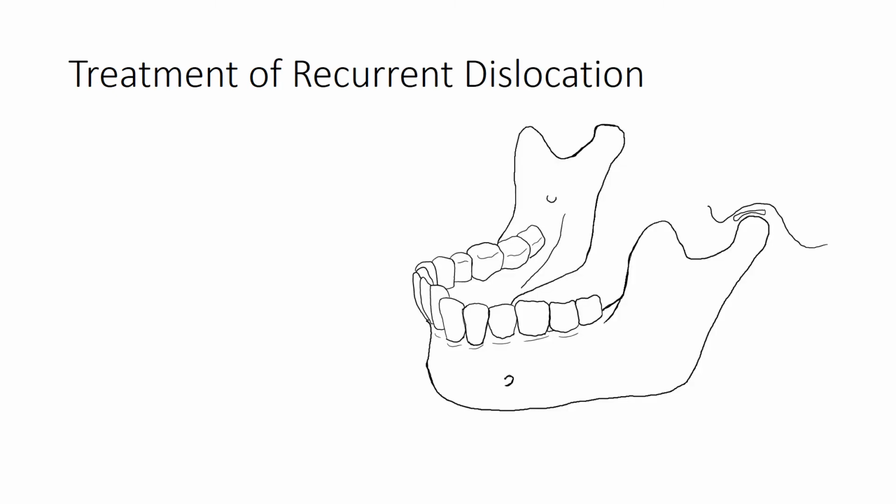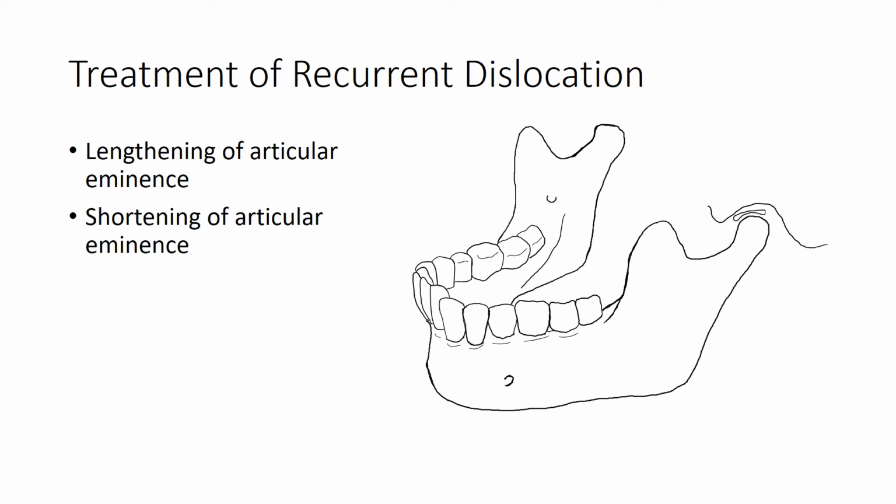So let me talk about the treatment of recurrent or chronic dislocation of the mandible. So this is when a patient has repeated episodes of dislocation, and again, I'm talking about when the condyle comes anterior to the articular eminence. So what can be done? Well, surgically, people have thought about lengthening the articular eminence so that it can't come in front of it. That's one option. The other thing that people have thought of doing is shortening the articular eminence. That way, if it does come forward, it easily slips right back.